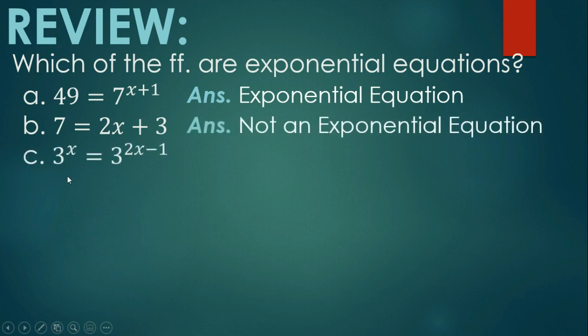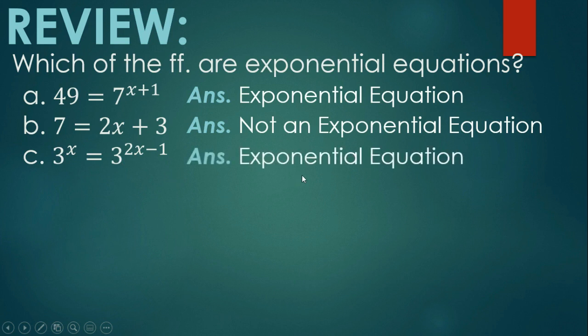Letter C, 3 raised to x is equal to 3 raised to 2x minus 1. May variable sa exponent, may equal symbol, at yung base natin ay mas malaki kay 0, 3 and 3. Ibig sabihin, this is an exponential equation. Letter D, 5 raised to x minus 1 is equal to 125. May equal symbol, may variable sa exponent. Mas malaki kay 0 yung base. Ibig sabihin, this is an exponential equation.